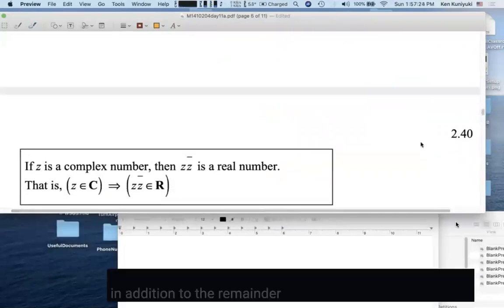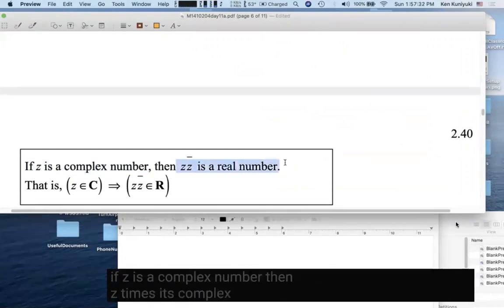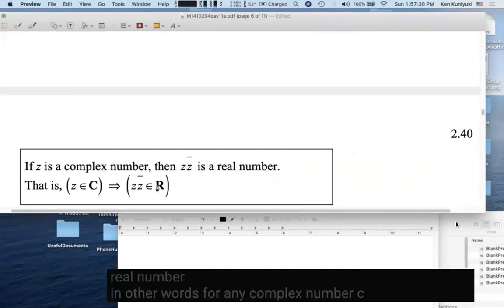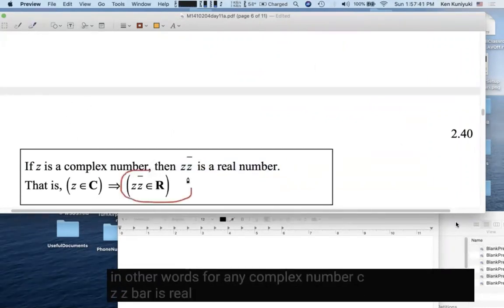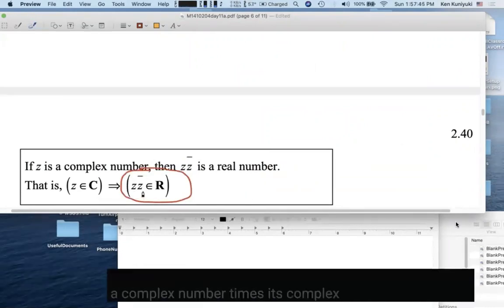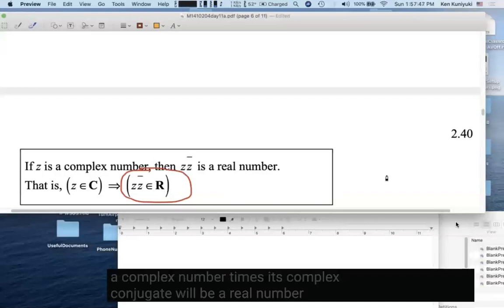In addition to the remainder theorem, this is one of the shortest theorems you'll find in pre-calculus. If z is a complex number, then z times its complex conjugate will be a real number. In other words, for any complex number z, z z-bar is real. A complex number times its complex conjugate will be a real number.